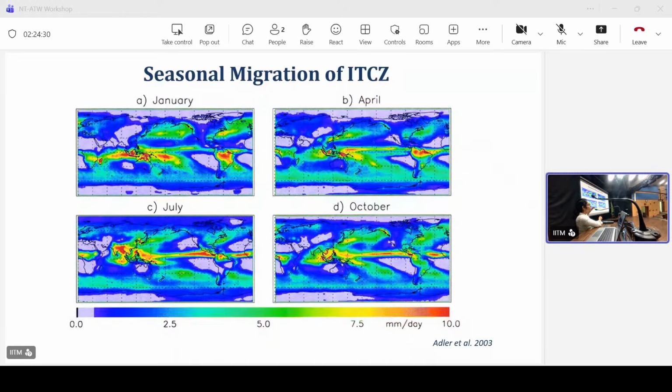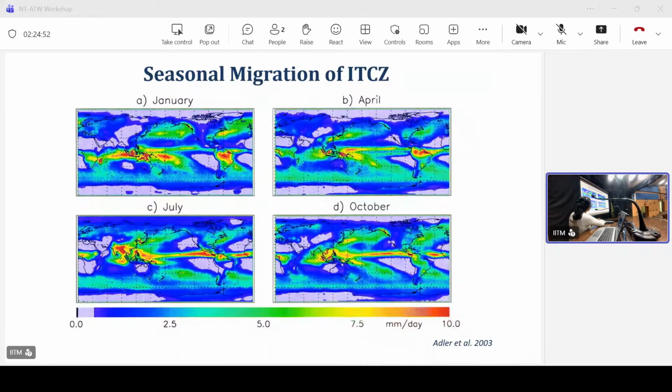Just to show the seasonal migration, because the energy that drives the Earth's circulation is the sun's radiation, it has a seasonal cycle. As we go from January to October, from the winter season to our pre-monsoon, as we say, we see that the ITCZ is located just south of the equator because the sun is over the southern hemisphere. Then as we go to the boreal summer season, the ITCZ migrates north.